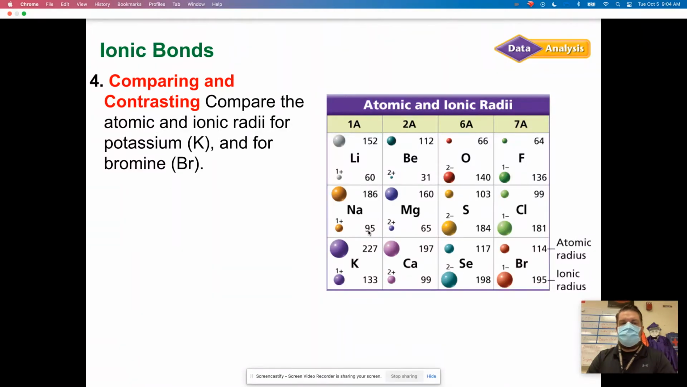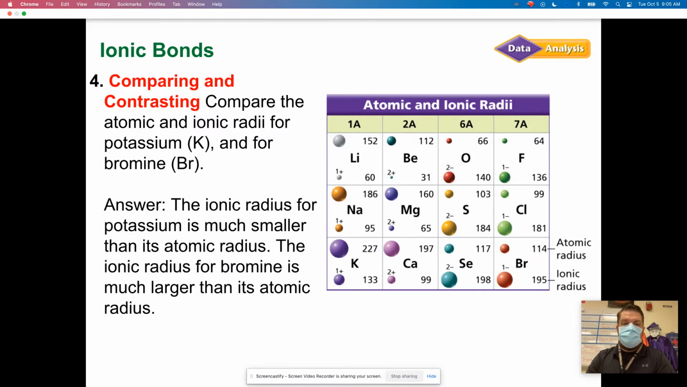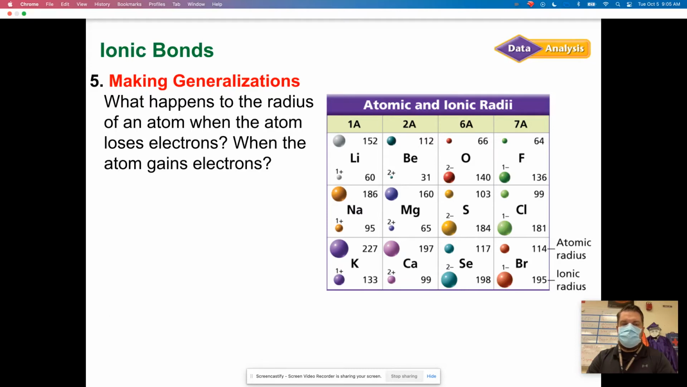Compare the atomic and ionic radius for potassium and for bromine. So you almost see a flip-flop. Like if you look at this, the atomic radius is 227. Over here, though, the atomic radius is 114. The ionic radius for potassium is 133. And then the ionic radius for bromine is 195. So the ionic radius for potassium is much smaller than its atomic radius, and the ionic radius of bromine is much larger than its atomic radius.